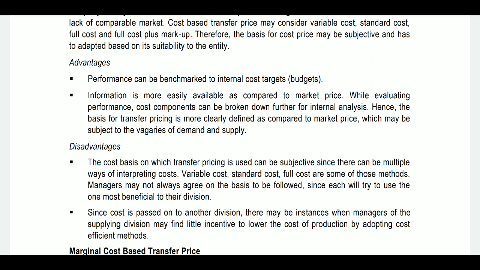Next, there will be a problem. Since cost is passed to another division, the manager of the supplying division may find little incentive to lower the cost of production by adopting cost efficient methods. If he adopts cost efficient methods, the division sending the goods will get only a little margin.